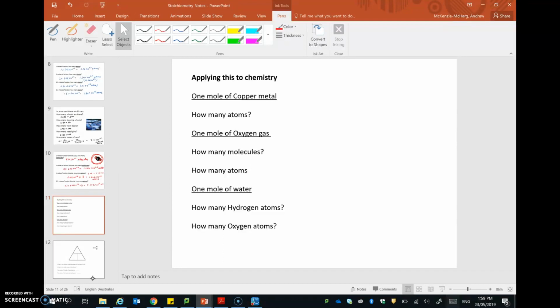Okay, so 1 mole of copper metal. That's a pure element, right? So we're talking purely about the singular atoms. There are no molecules involved. So if you've got 1 mole of copper, how many atoms? Well, that's just Avogadro's number.